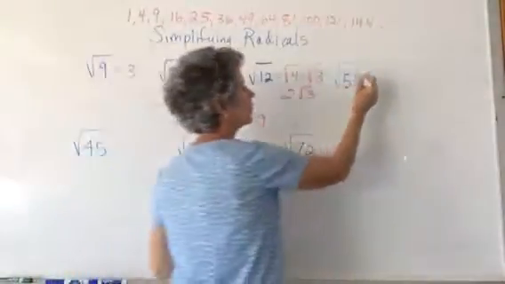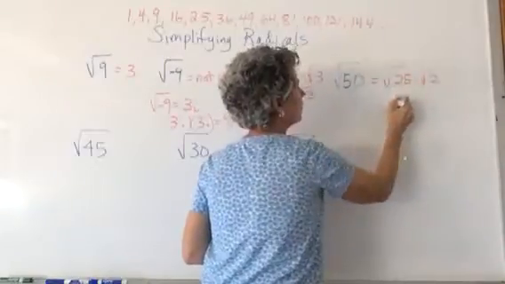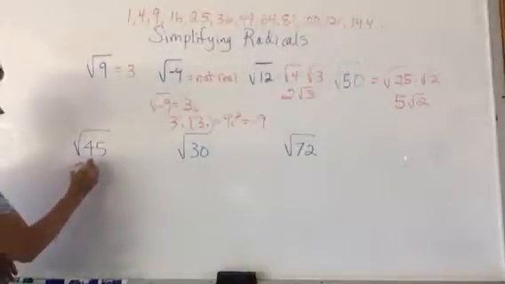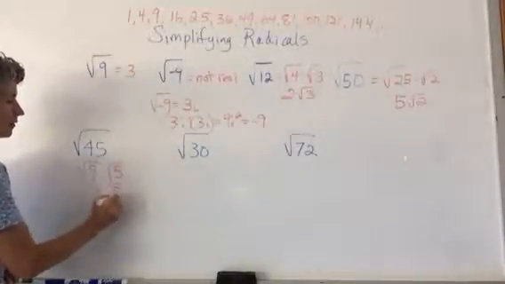What perfect square is in 50? That would be 25. So you're going to get 5 square roots of 2. Square root of 45, that would be 9. 3 square roots of 5.